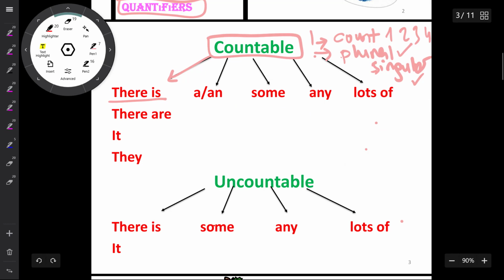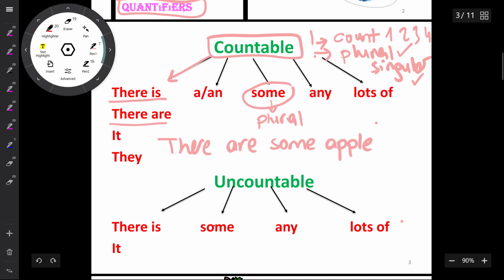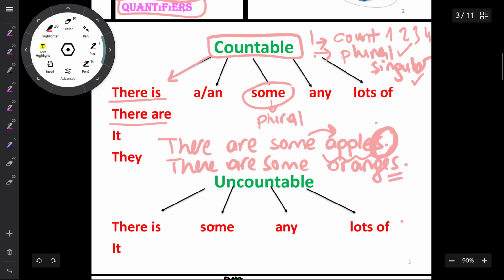What about the next one? Some. We use some in the plural sentence. Let me give you some examples. There are some apples. After some, if we are talking about countable nouns, we have to use s, so it is plural form. There are some oranges. Oranges, plural. Some oranges. And we use are, there are, plural.